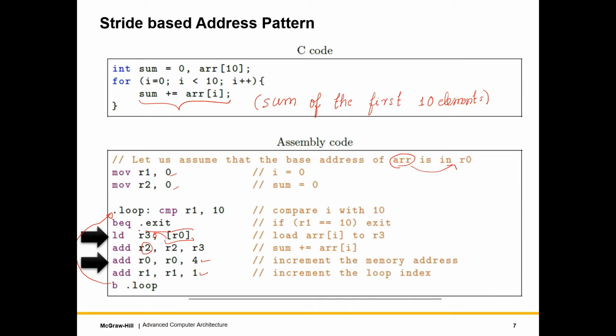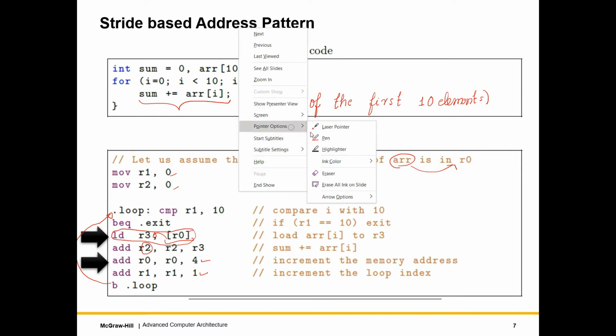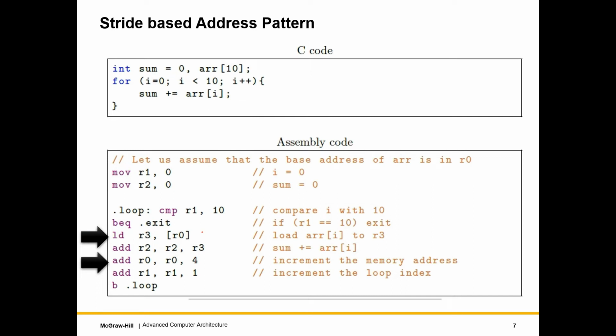Now let us consider this load instruction, which is the most important. So it's so important that I'm erasing the ink on the slide. Whenever I do that, it should be very important. So here what I'm doing is that I am loading a value from the address stored in register R0. This line should be read along with this line where we are incrementing the value of R0 by 4. So the address stored over here is getting incremented by 4 every iteration.